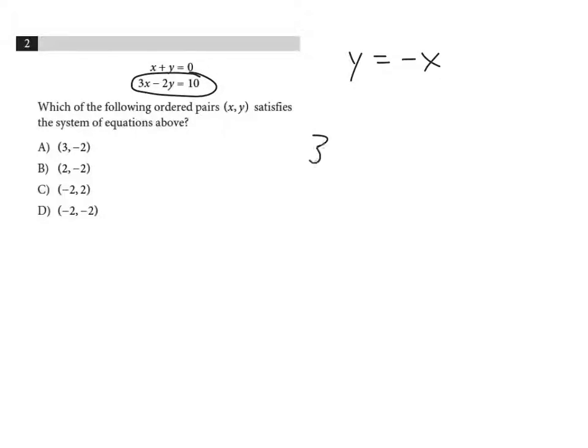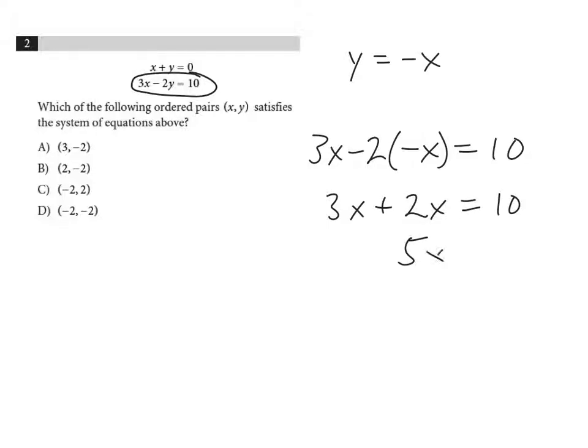So I'm going to get 3x minus 2 times negative x equals 10. Okay, well it's going to be 3x plus 2x equals 10, 5x equals 10. So x must equal 2. Okay, well, if x equals 2, that really helps because that eliminates everything except for this solution here.